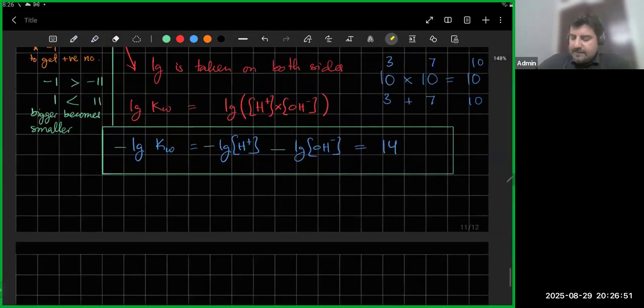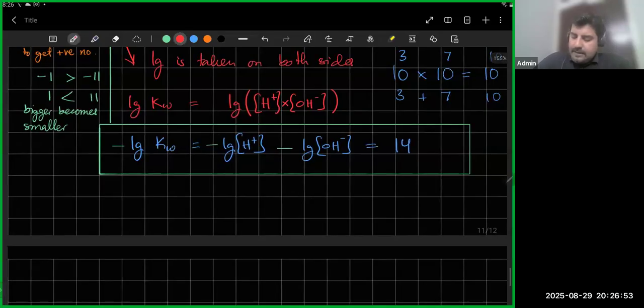So now coming to the final thing. This entire thing, minus log of H plus 1, is called pH. The pH you've been studying all your life, this is pH. And minus log of OH ions, that is called pOH. And that's equal to 14.